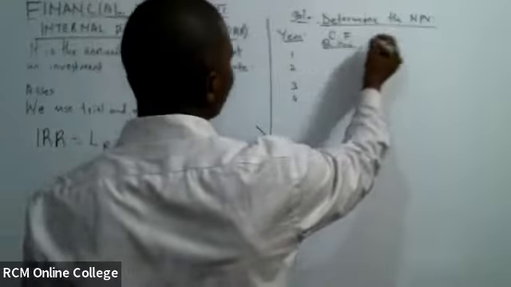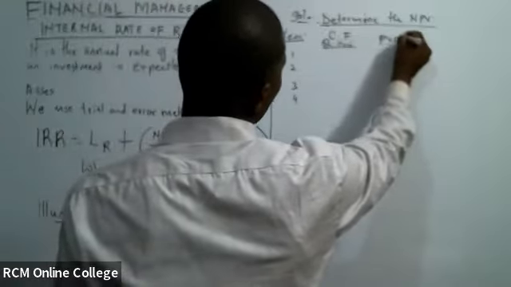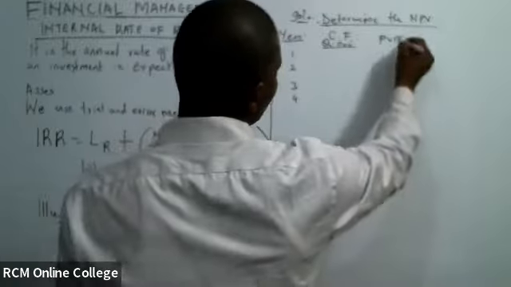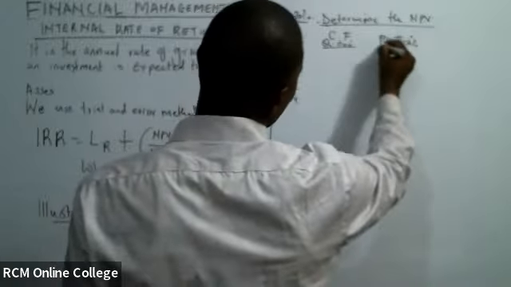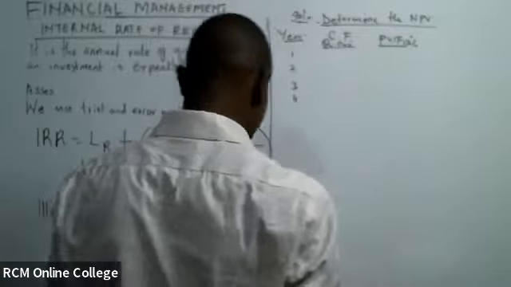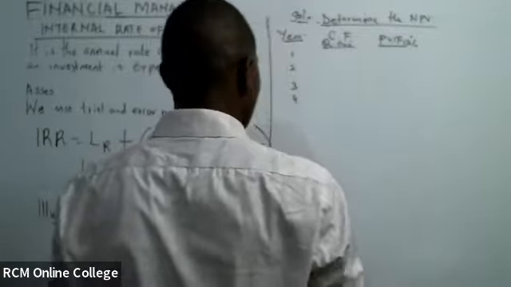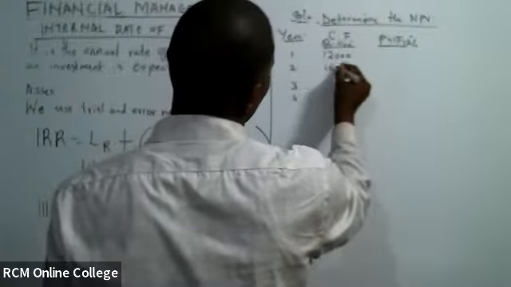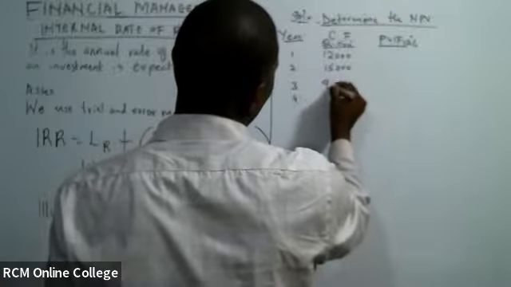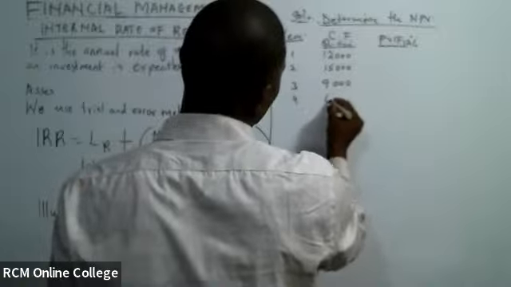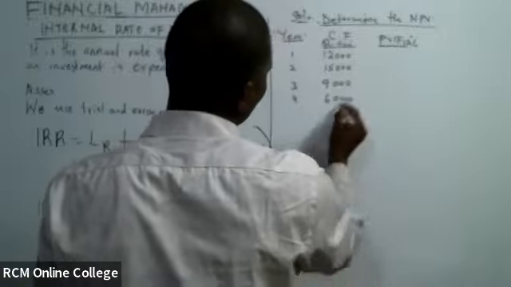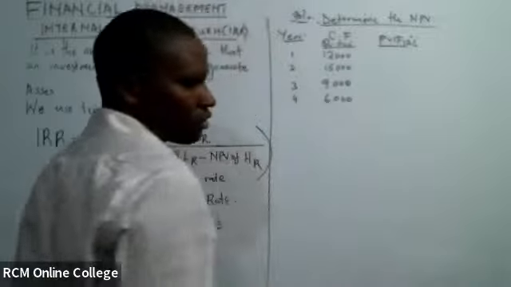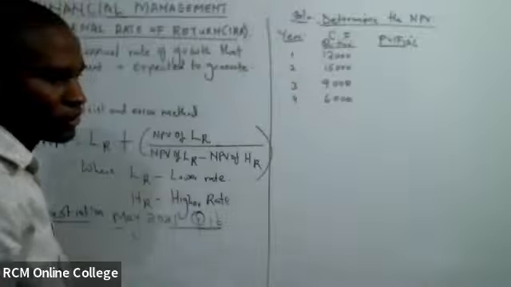Then we can have our this. What is our cost of capital? 12%, right? So this one I can have 12, 15, 9, 6. Great.